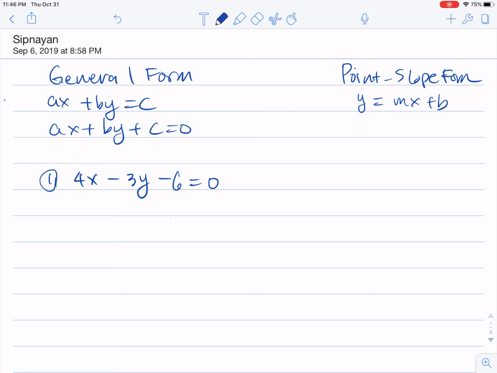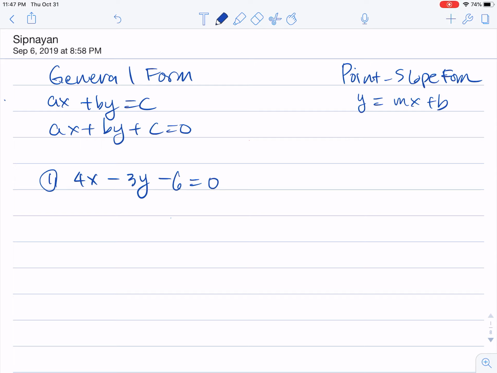So itutuloy natin yung ating series on how to convert a general form of linear equation to its point slope form, and this is our second video in the series. Okay, so again, yung general form can either be ax plus by equals c sa ibang books, at sa ibang books naman ay ax plus by plus c. So gagawin natin siyang y equals mx plus b, which is the point slope form.